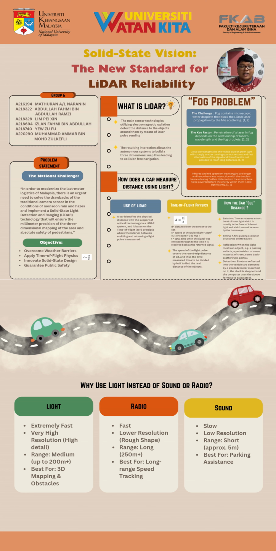Use of LiDAR. A car identifies a physical distance with the support of optical technology in the LiDAR system, and it is based on the time of flight principle, where the interval between emitting and returning a light pulse is measured. Time of flight physics: d equals ct over 2. The light pulse covers the round-trip distance of 2d, and thus the time measured, t, has to be divided by half to find the real distance of the object.